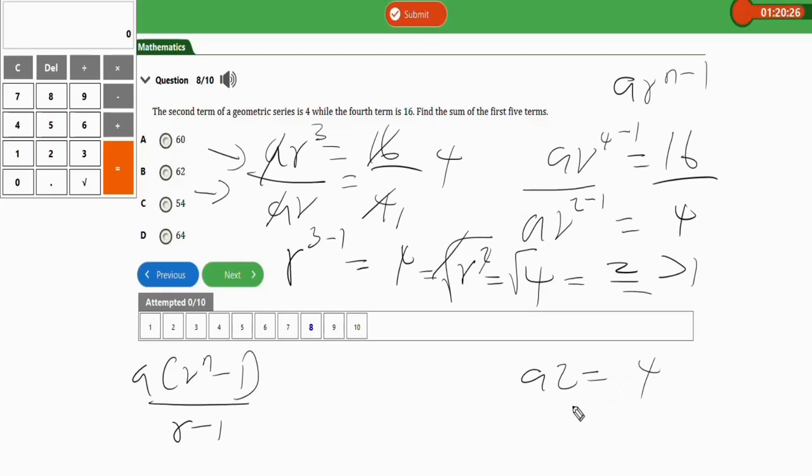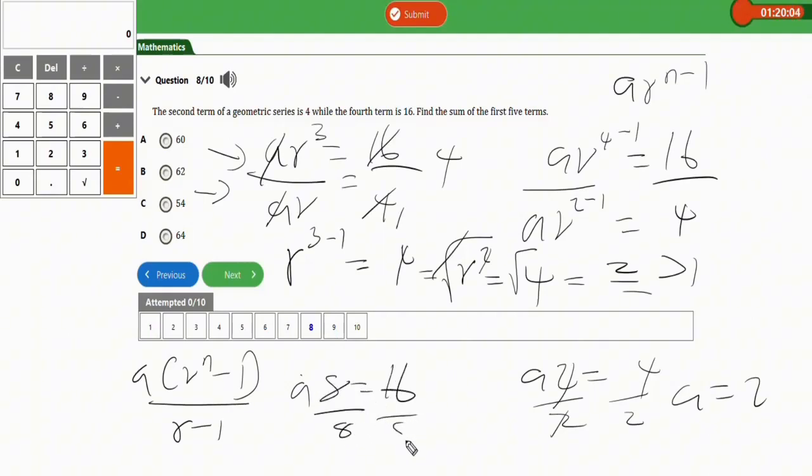4. So to make a the subject of the formula, divide both sides by 2. So our a is still what? 2. Either way we work, even if you use this first one, a times r^3, that's 2 to the power 3 gives you 8 equals 16, divide both sides by 8. So your a is still 2. So we have a to be 2 and r to be 2.